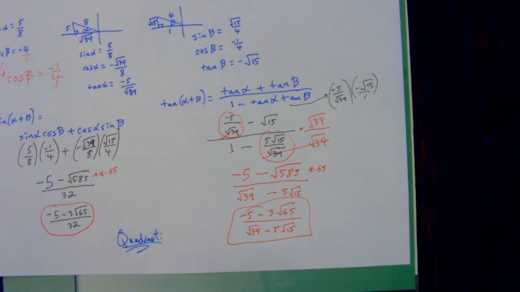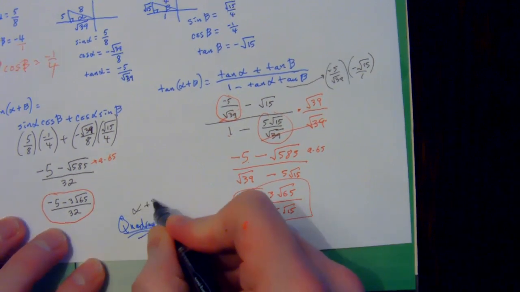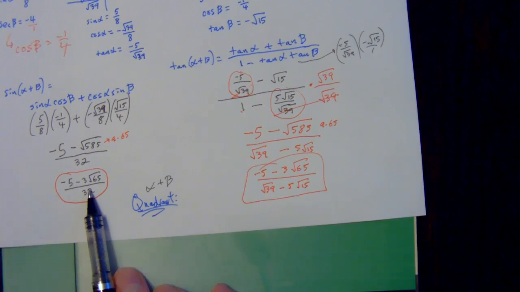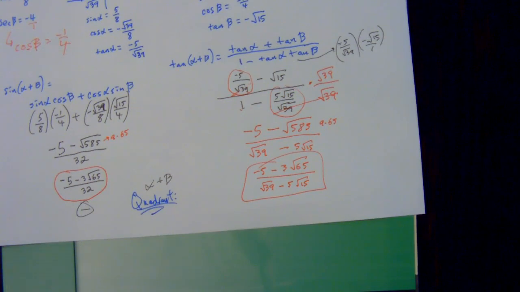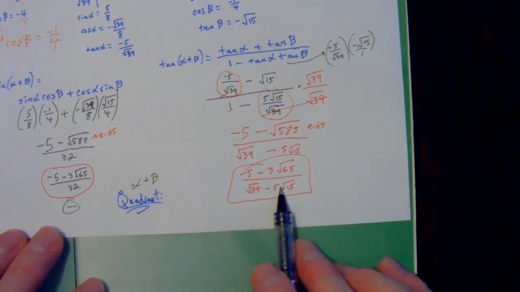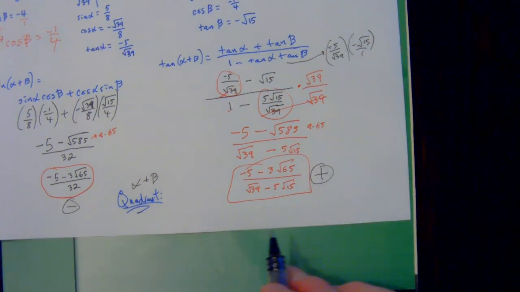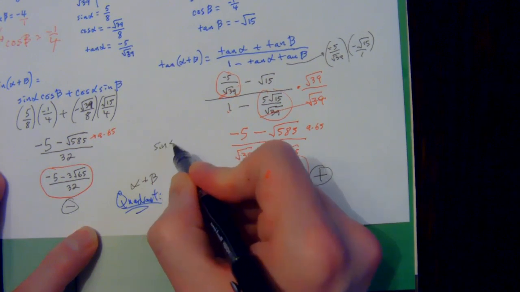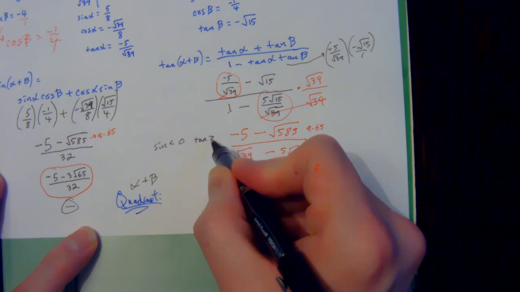Now, the last part of this, we have to decide what quadrant alpha plus beta lies in. So to do that, you're going to plug this into the calculator and determine whether this is positive or negative. And it turns out that that's going to be a negative number. And then you're going to plug this into the calculator, determine whether that's positive or negative. Turns out that that's a positive number. So then I'm going to write that down. If I know that the sine is negative, that means sine is less than 0. If tangent is positive, that means tangent is greater than 0.